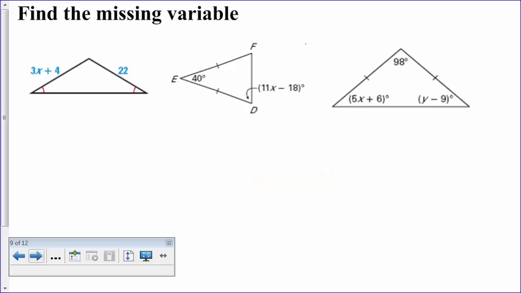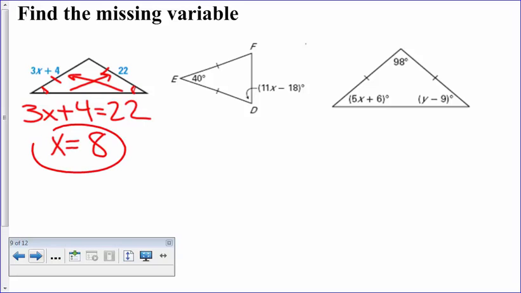All right, so we're going to go through these 3 problems. The first one, you see that the angles are marked congruent. That means that those are the base angles and the sides across are going to be congruent because those are our legs. So we can set them equal: 3x plus 4 equals 22. When you do your algebra work, you should end up getting x equal to 8, so make sure you can work through that. That's just a simple algebra problem, and it's just asking for variables right now, so we can stop at that.